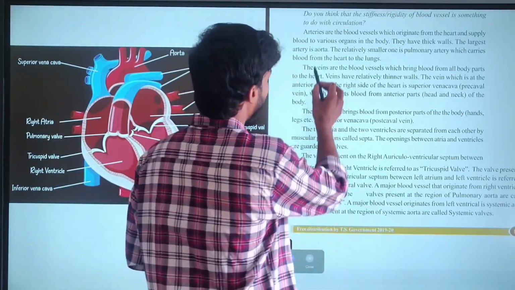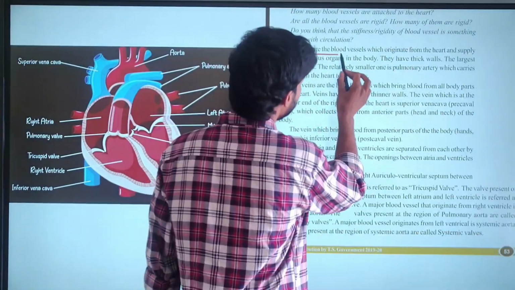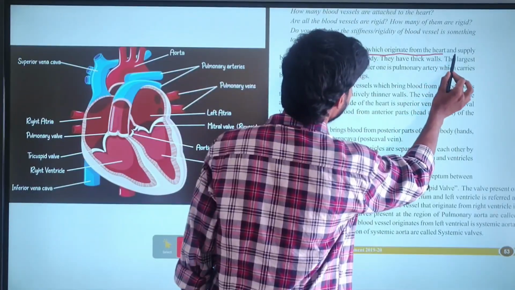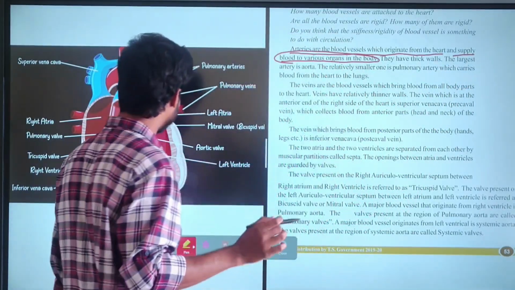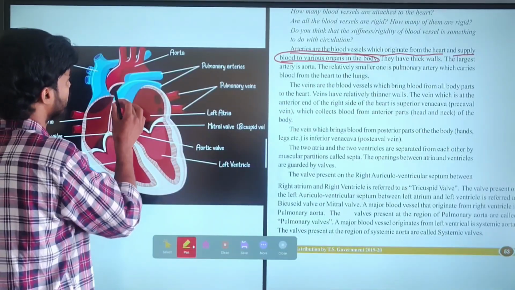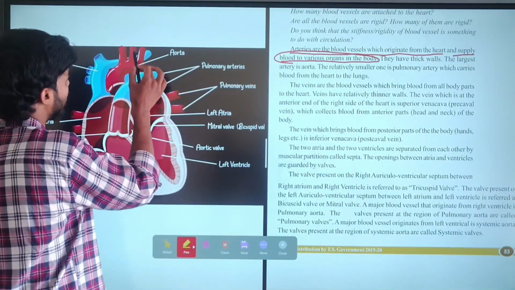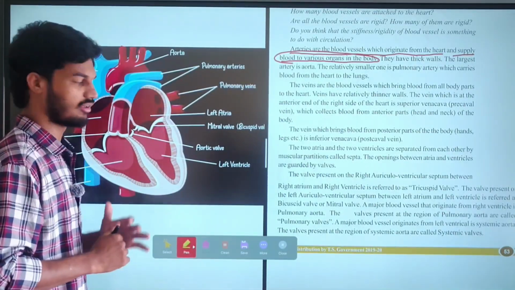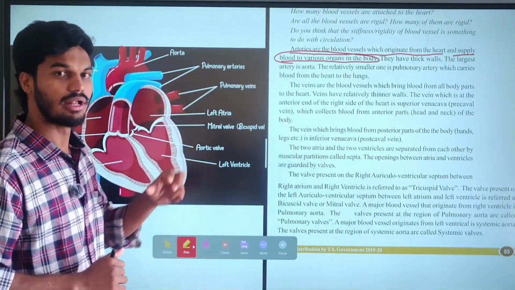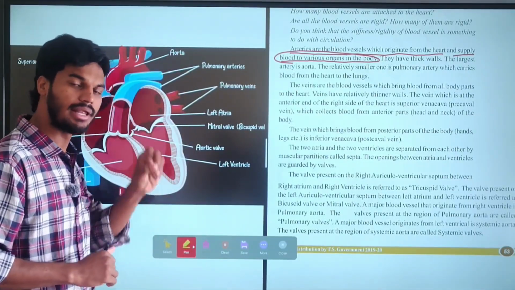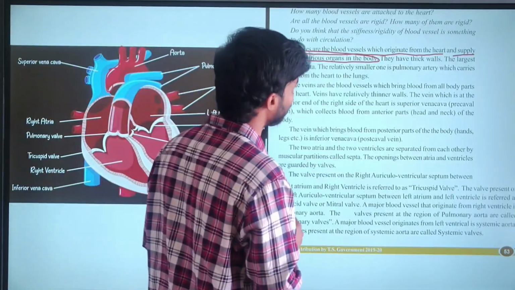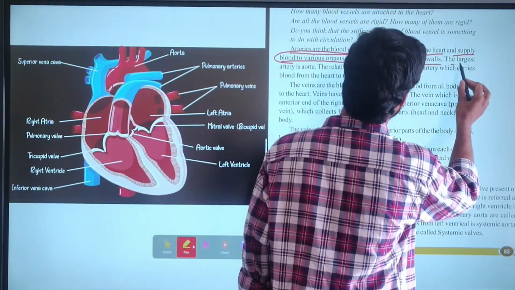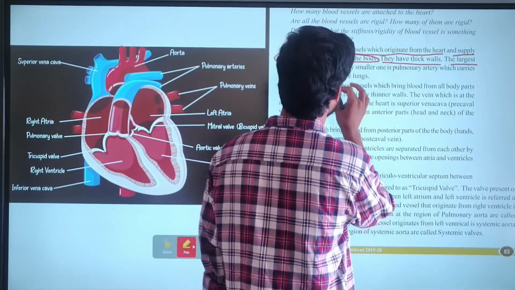Next, what is given? Arteries are the blood vessels which originate from the heart and supply blood to the various organs in the body. Simply, these are the arteries. These will supply the blood to the various parts of the body. From the heart, they transport the blood to the entire body. Clear? Next, they have thick walls, and the largest artery is the aorta.